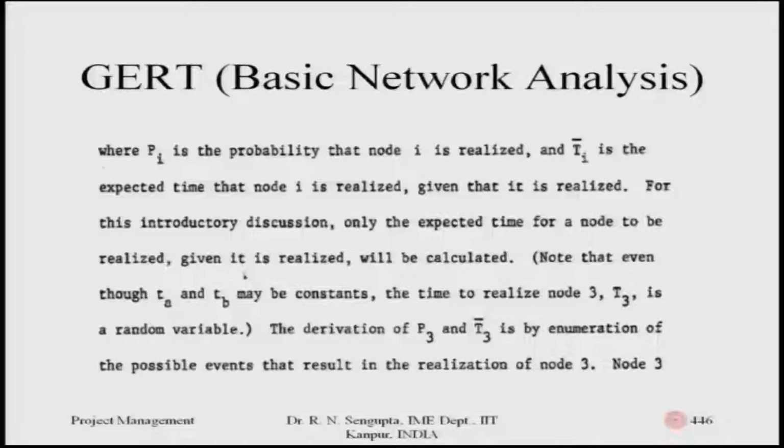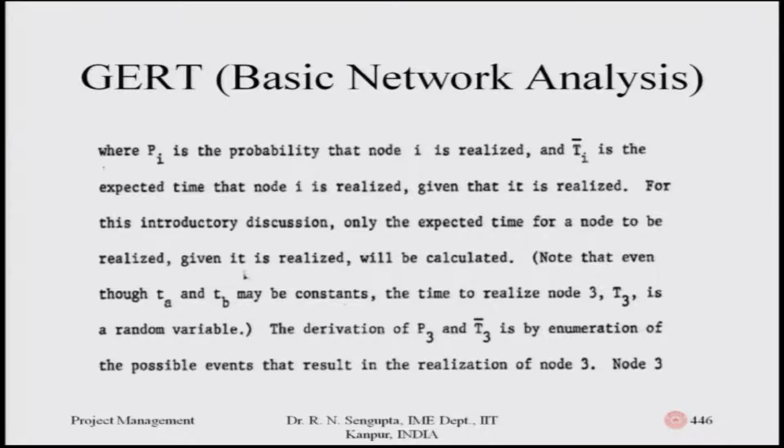So, now I will explain once the diagram has been put in front of the candidates in the last slide. These are where capital P suffix I is the probability that node I is realized. Capital T suffix I with the bar is the expected time that node I is realized. So, node 1, 2, 3, 4, whatever it is, will have the corresponding probability and the corresponding time given by the suffixes. For this introductory discussion, only the expected time for a node to be realized, given that it is realized, will be calculated.